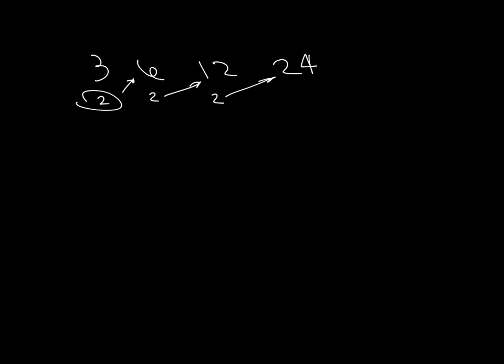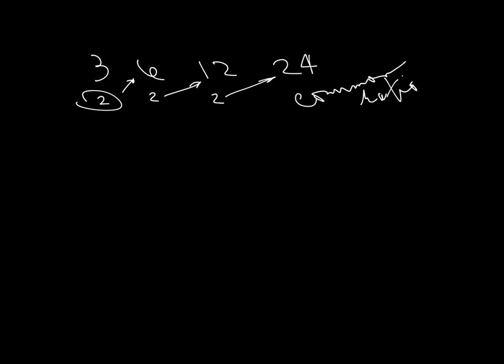Alright, so like when I had 3, 6, 12, 24. I multiplied by 2 to get 6, multiplied by 2 to get 12, 2 to get 24. This number right there is called a common ratio. Sorry about my writing. That's one of the important parts that we're looking for, what's called the common ratio.